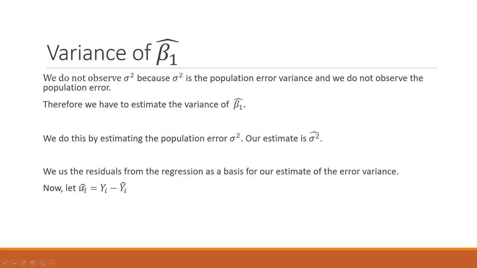All right, I'm going to use u-hat as we continue here. In the past, I used r_i, but I think u_i is going to be a better notation. So u_i hat is the residual from the regression model. What we're going to do is estimate the population error term, the error variance sigma squared, and our estimate is going to be sigma squared hat. We're going to estimate sigma squared hat by looking at the residuals from the regression.